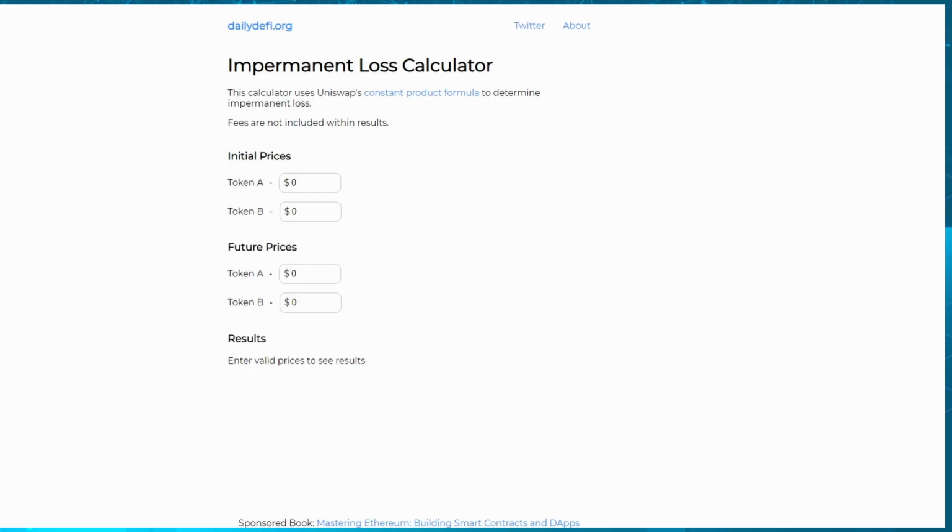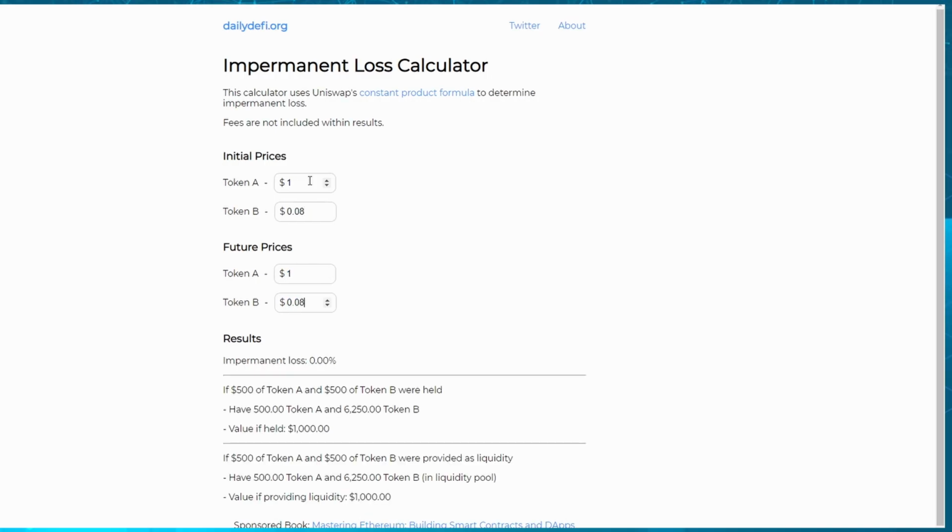As you can see, we are using a simple impermanent loss calculator here. I added the link in the description below. Let's start easy and add the initial and future numbers to see what this calculator does. We are starting with $1 for token A, 0.08 for token B, and the future price, let's say, is the same. And here are the weighted results. Nothing happened, no impermanent loss.